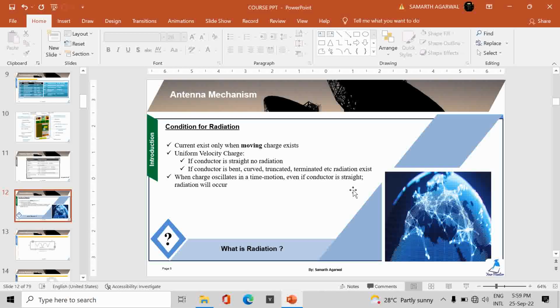But if a conductor is bent or somewhat altered, suppose truncated or terminated like that, then it will have radiation, because charges at that time will accelerate and decelerate. Mainly, you have to accelerate or decelerate the charges in order to have propagation of the radiation. Then further, when the charges are oscillating, in a sinusoidal or cosine wave, then even if the conductor is straight, radiation will occur.